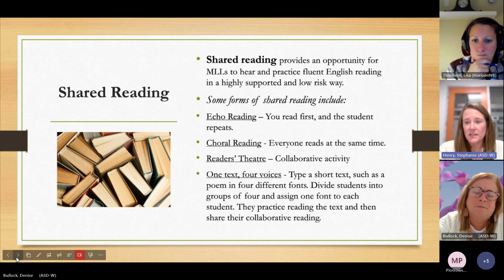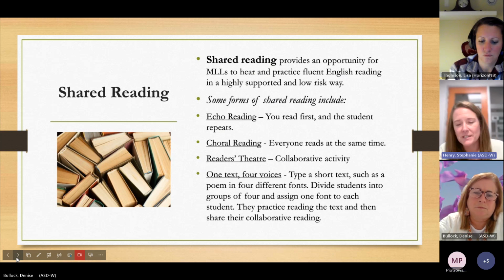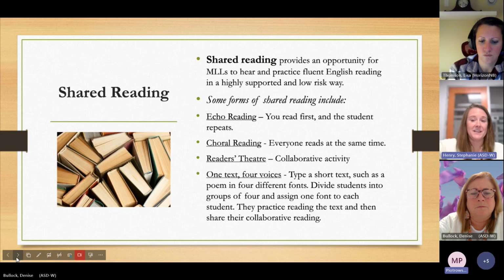Some forms of shared reading that you can do with students would be echo reading, which is when you would read first and the student repeats. I wouldn't recommend doing that at the word level, but phrases or sentences, or probably not a full paragraph, but either a phrase within a sentence or a full sentence where you read and then they read. And you can track as you're doing it. So I would track with my finger as I'm reading and then as they're reading to kind of keep them on track.